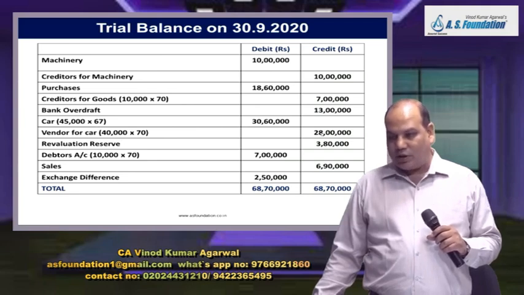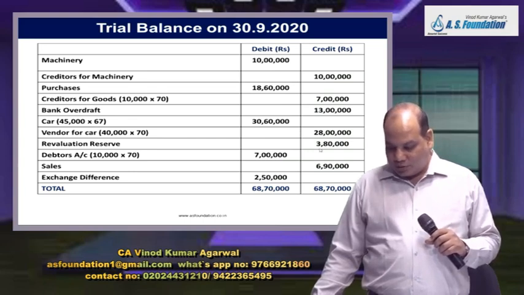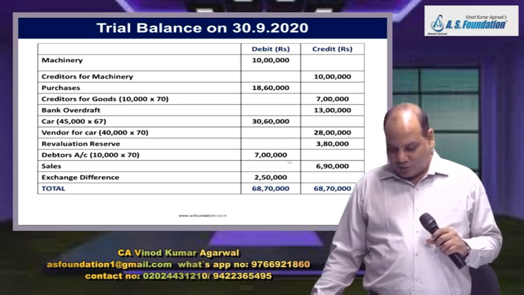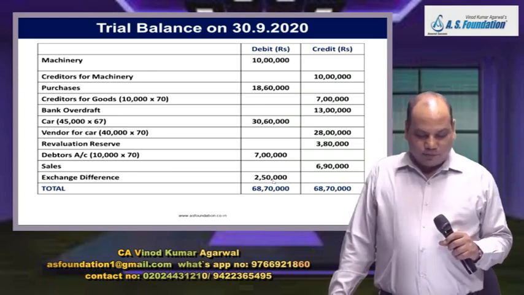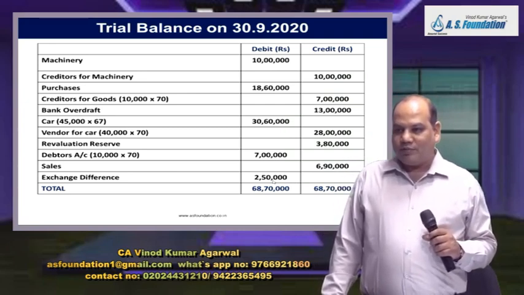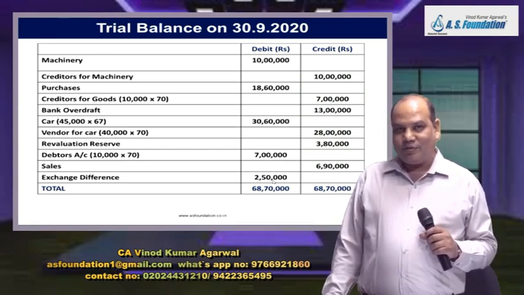Vendor for car will take 28 lakh. Have you taken 28 lakh? Then revaluation reserve 3 lakh 80,000, credit column. Debtor 7 lakh. Sale 6 lakh 90,000. And total net exchange difference, all exchange difference put together, has a debit balance of 2 lakh 50,000. Are you getting total 68 lakh 70,000? How many mistakes? Sales, one mistake. Yes, one more.